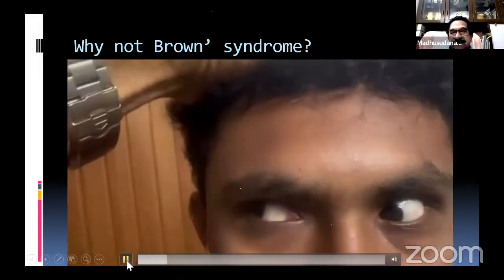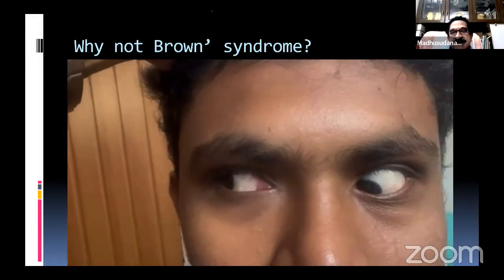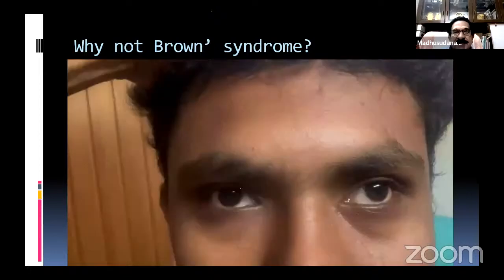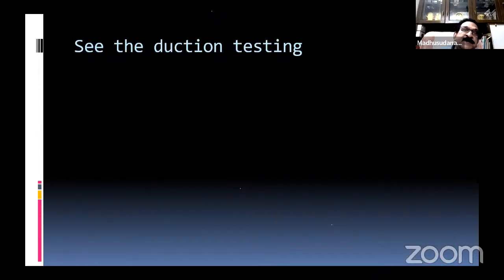Now look at this video. See the adduction. This is not Brown syndrome, because in Brown syndrome there is a restriction whether he closes one eye or not. Here on duction testing, the movement is normal. In the adducted position looking up, there is normal elevation. That means there is no Brown syndrome at all. There is no restriction of ocular movements. So it cannot be Brown syndrome.